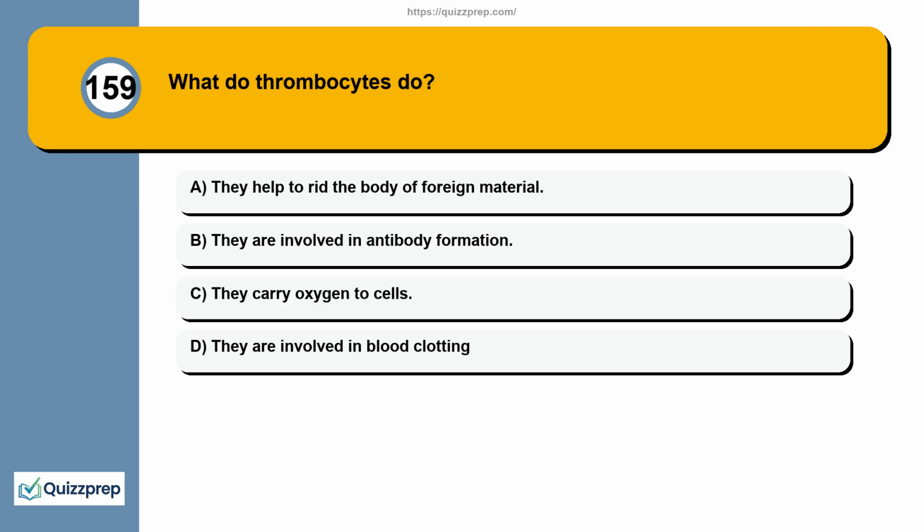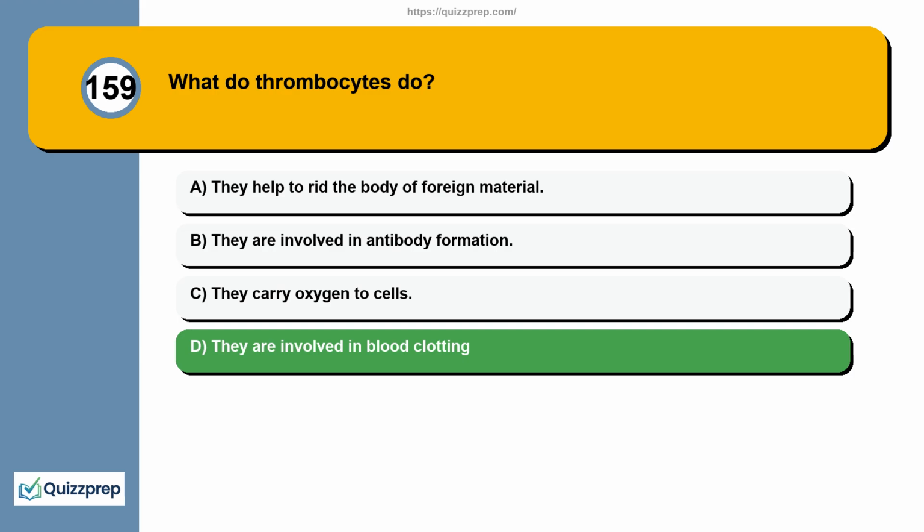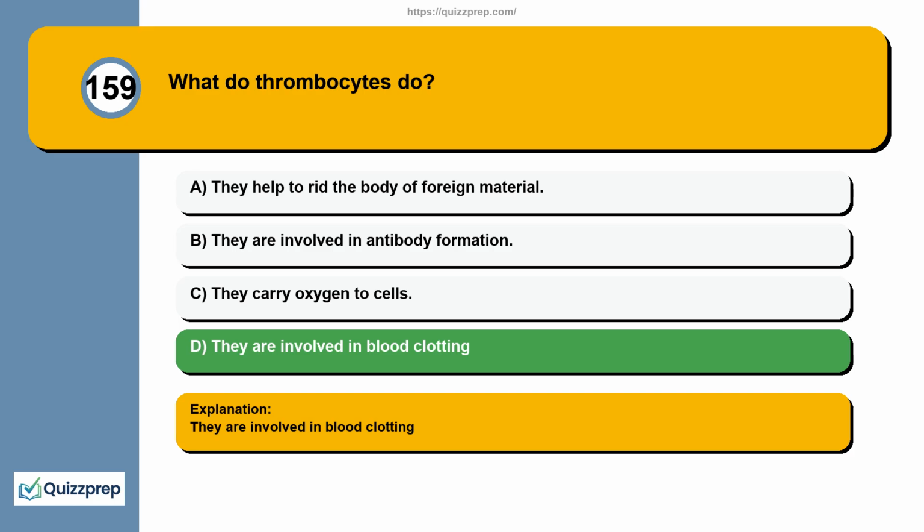To transport respiratory gases. Question 159. What do thrombocytes do? Option A, they help to rid the body of foreign material. Option B, they are involved in antibody formation. Option C, they carry oxygen to cells. Option D, they are involved in blood clotting. The correct answer is option D, they are involved in blood clotting.